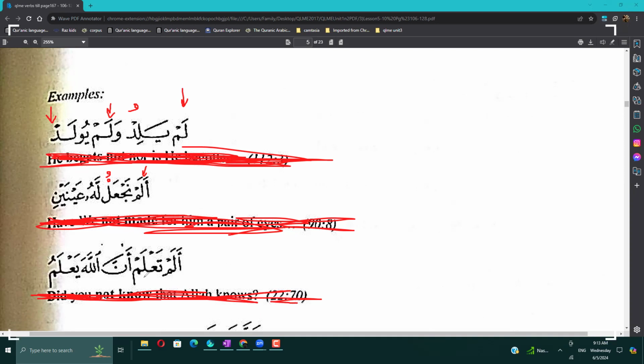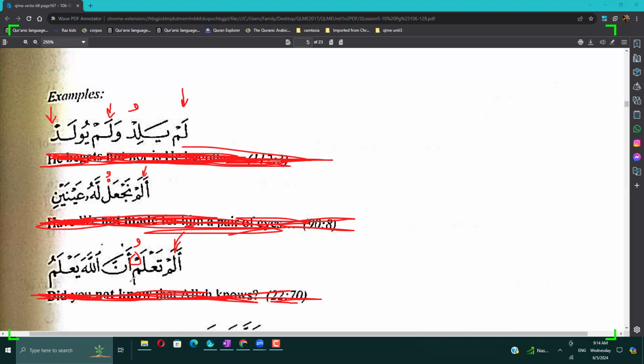Very good. Alam ta'lam anna Allaha ya'lam. So now tell me what is happening. What are the jussive particles? Lam ta'lam. Very good. Because of lam, what was it before? Ta'lamu. You know. Very good. Alam. Very good. Lam ta'lam, mashallah. So this is alima ya'lamu, to know. Can you try to translate this?